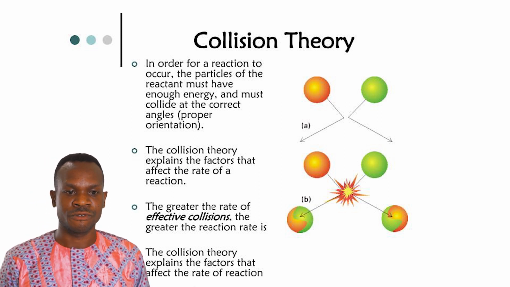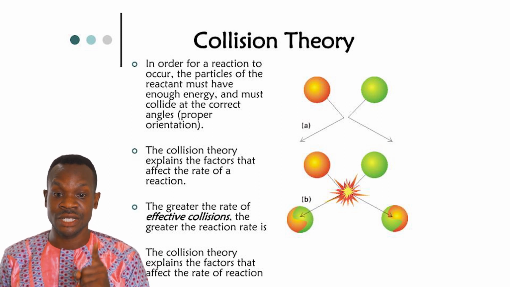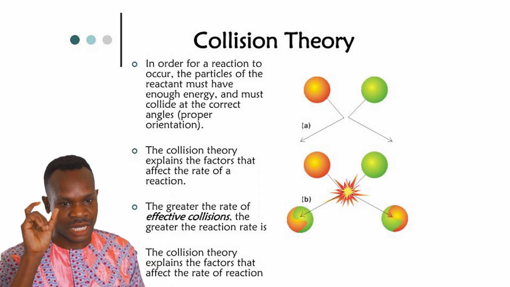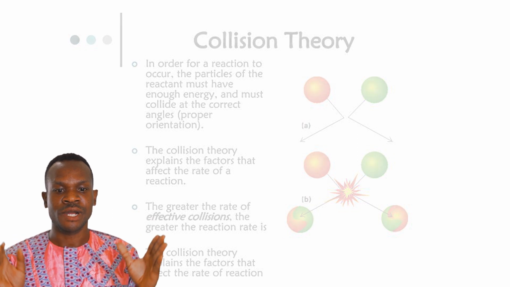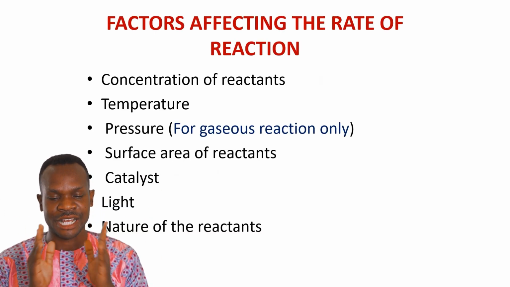For a collision to lead to formation of products, the reacting particles must possess the minimum energy needed for the reaction to occur, known as activation energy, and must be properly oriented or aligned so as to hit each other in the right way. Now, we are looking at factors affecting the rate of chemical reaction.